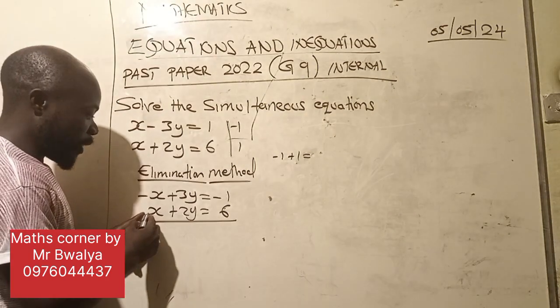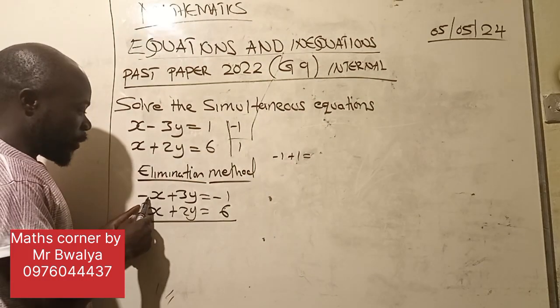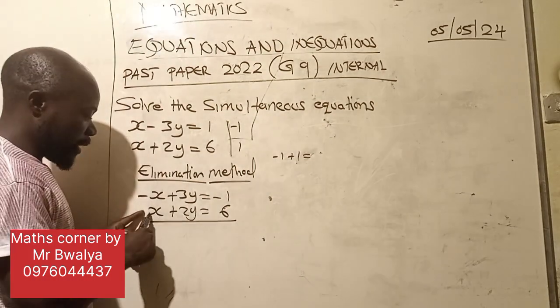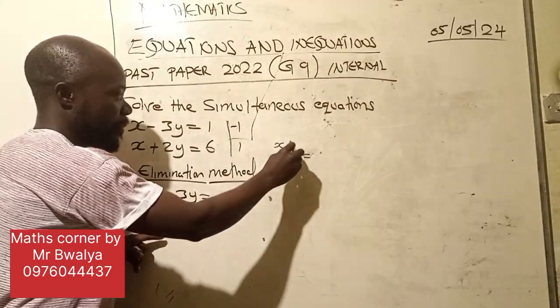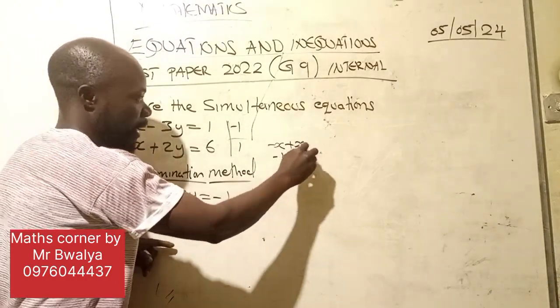And also the coefficient of x is what? 1. Here the coefficient of x is negative 1. Here the coefficient of x is what? 1. This is the coefficient of x. So it's more like x plus negative x plus x there.